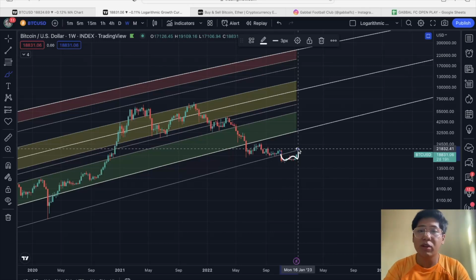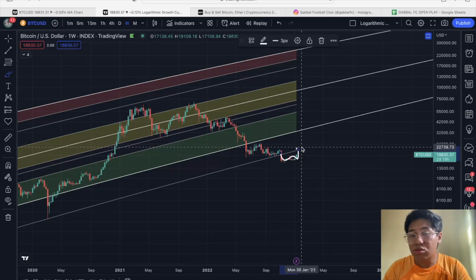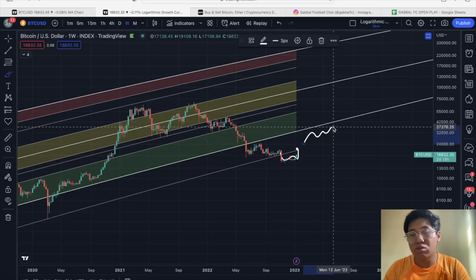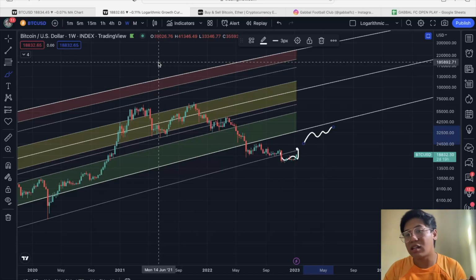But if ever, let's say na we are going to see a break of 22,000 or 24,000, then I think that's where we are only going to consider a milestone talaga within the crypto market. But up until na wala pa tayo nakikitang ganong breakout sa 24K, then it's not yet a big milestone.